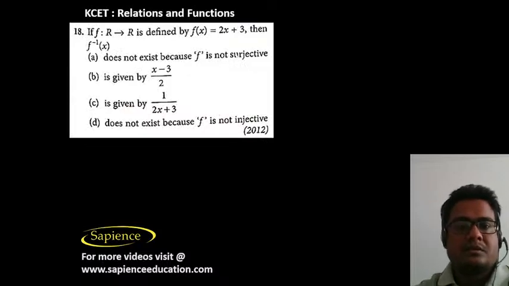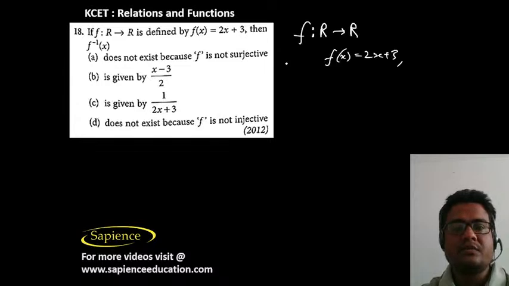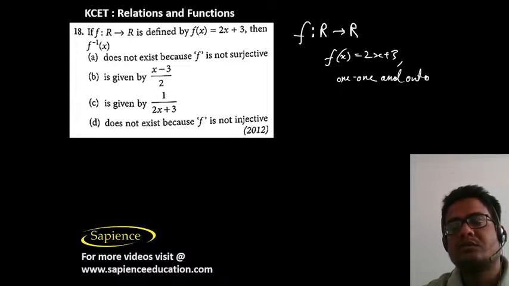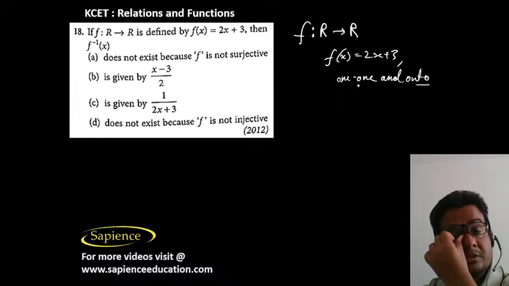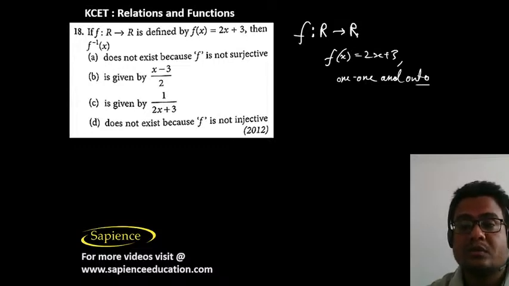Then if the function f maps from set R to R, R is the set of all real numbers, is defined by f of x equals 2x plus 3, then f inverse of x. So here it is obviously a 1-1 and onto function. That's why the range is the same as the codomain of the function f. So all real numbers are the range, and the codomain is also R.